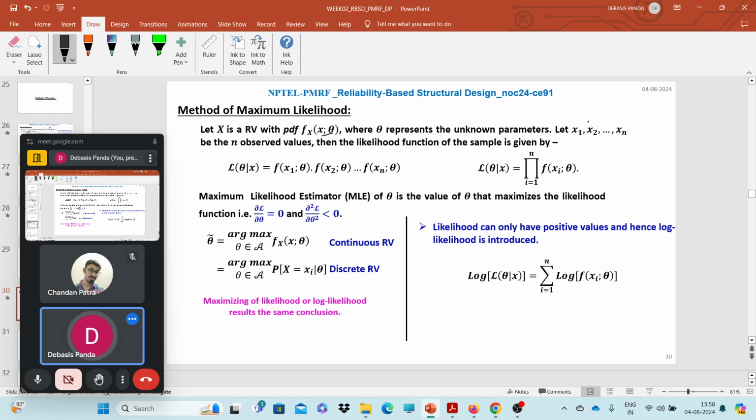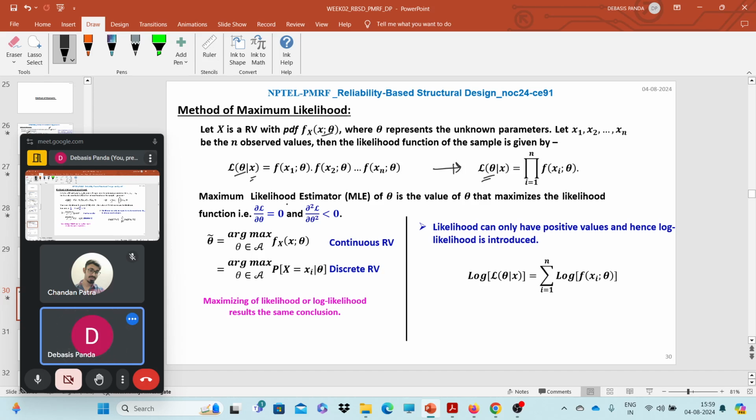The likelihood function is defined like this. The likelihood of the parameter theta with respect to the samples is nothing but the product of the PDF of each sample with that parameter, up to however many samples you have. That leads to the pi operator. That means the likelihood function of a parameter theta given your variables x1 to xn is the product from 1 to n of your PDF. Now our task is to maximize this likelihood function to get the estimator of theta.